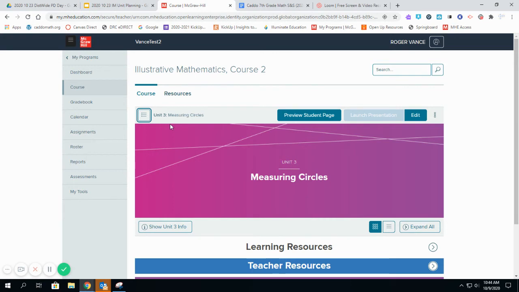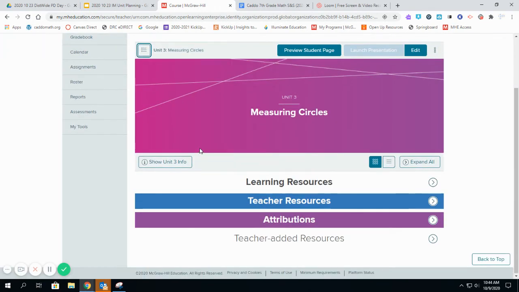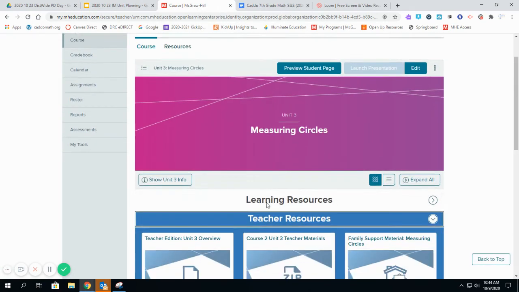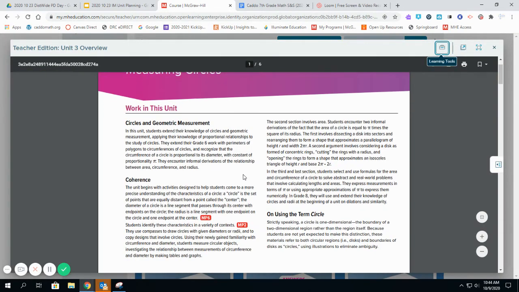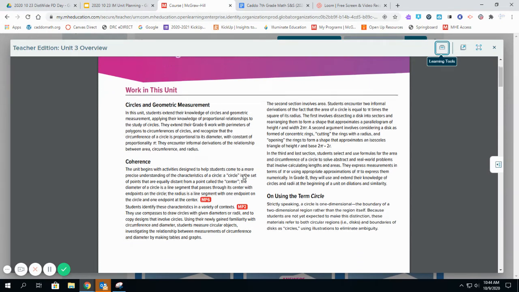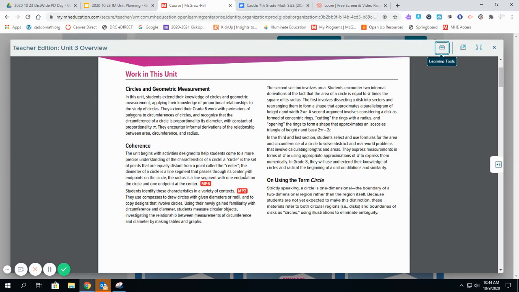So here on the McGraw-Hill website, I can go by unit and I can get a look at the Unit 3 overview. This is a really valuable document. If you were only going to do one thing with unit planning, I would say it would be to read this document. And this would help a lot.